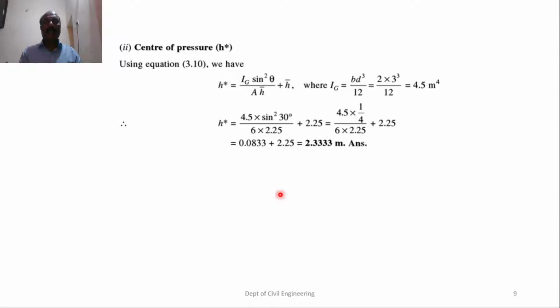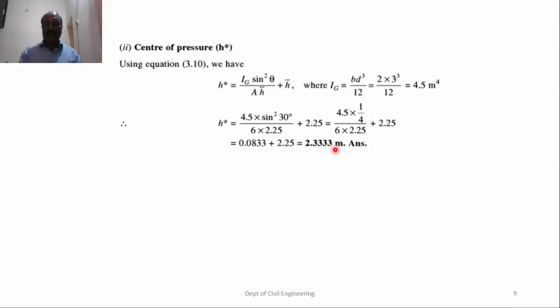Then the center of the pressure S star is, using this equation, S star is equal to Ig sin square theta by A H bar plus H bar. Ig for the rectangular plane surface is b d cube by 12, which is 4.5 meter raised to 4. Substituting the Ig value: 4.5 into sin square 30 divided by 6 into 2.25, with theta 30 degrees, area 6 and H bar 2.25. So S star is equal to 2.333 meter.